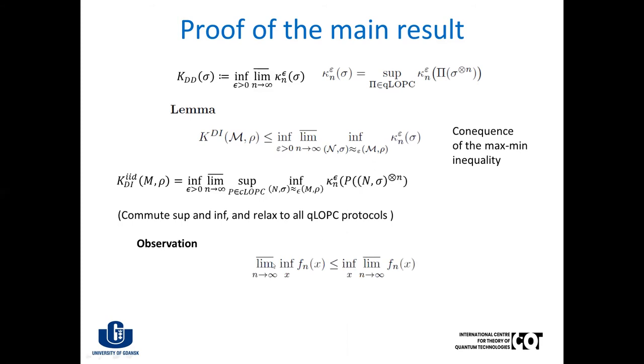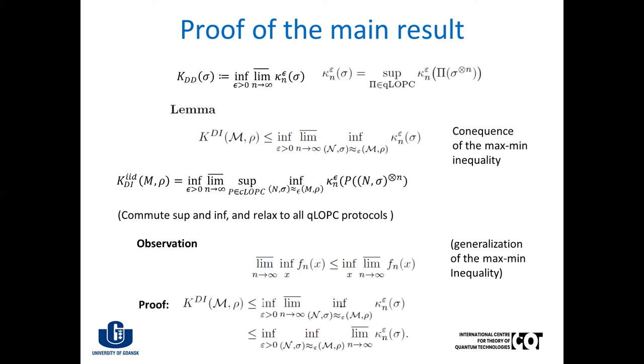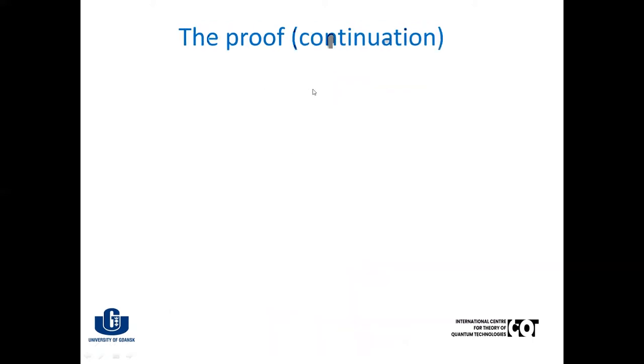Then we have the observation that the max-min inequality can be generalized to the limsup-inf inequality. So you can commute limsup with infimum like this. And then the proof of the main theorem goes: the device-independent key of M rho is upper bounded by this quantity from the lemma. Then we use the observation to switch limsup with infimum. So we get limsup closer to the K, because we are aiming to get this K DD of sigma. So you see we have to get limsup close to K and epsilon. And a few more steps.